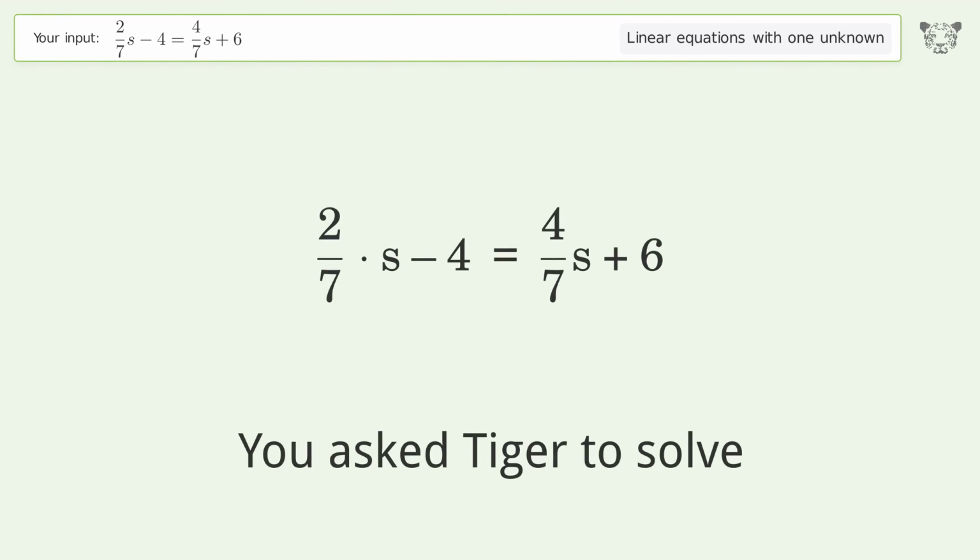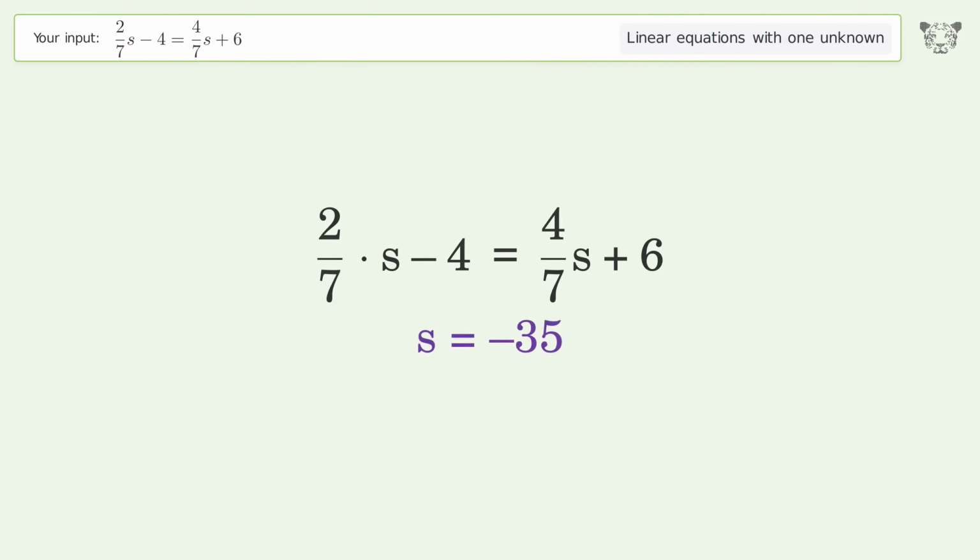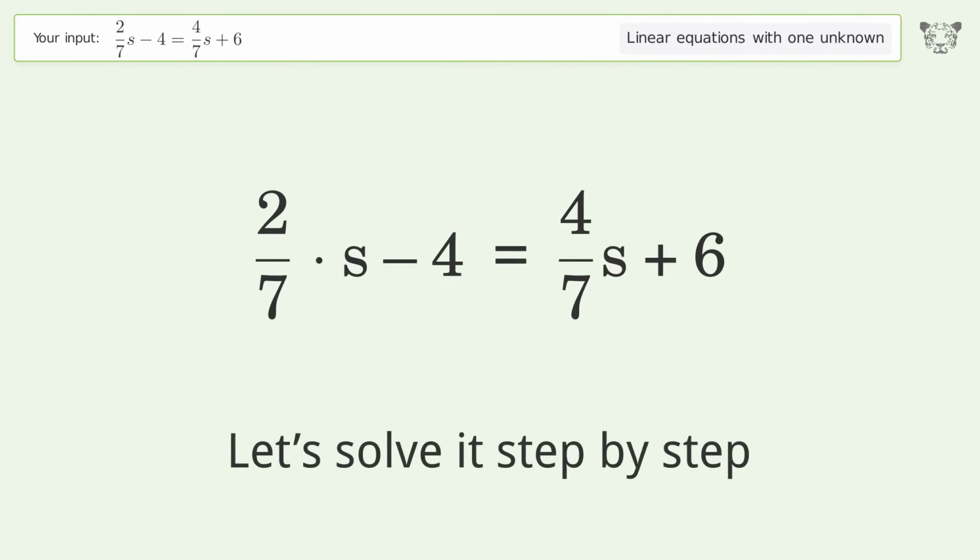You ask Tiger to solve. This deals with linear equations with one unknown. The final result is s equals -35. Let's solve it step by step.